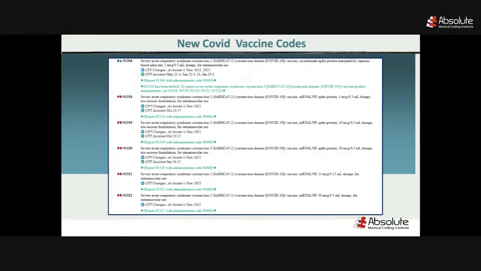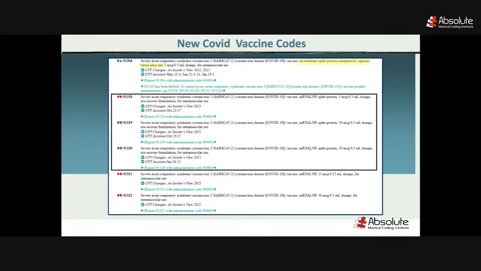For the COVID-19 vaccine, coders now use specific product codes to identify the type and dose of the vaccine. The vaccine product codes differ based on the vaccine type, the formulation, and the dosage. So we have code 91304, which is for a recombinant spike protein nanoparticle, saponin-based adjuvant, 5 mcg per 0.5 ml, intramuscular route of administration.